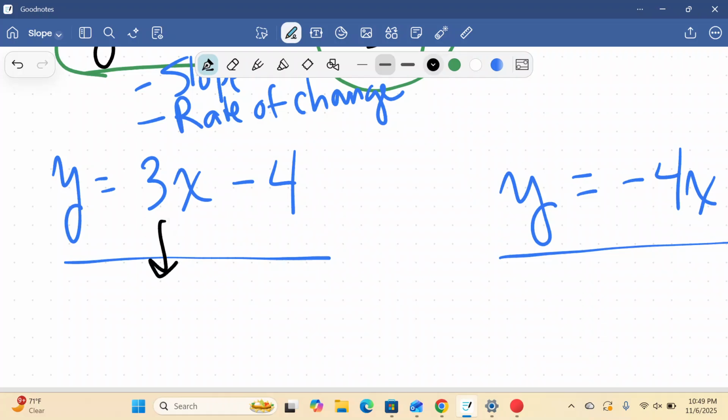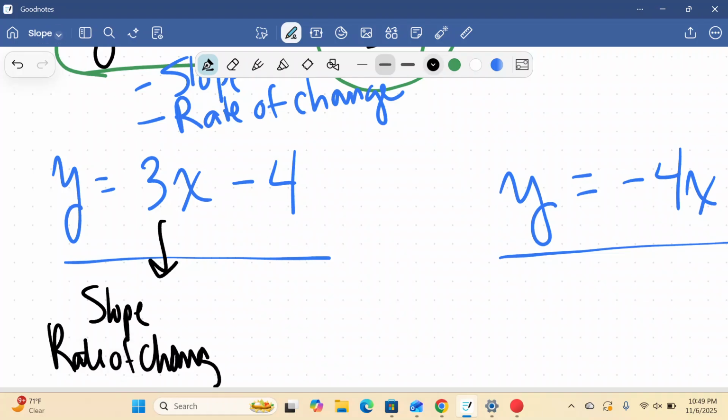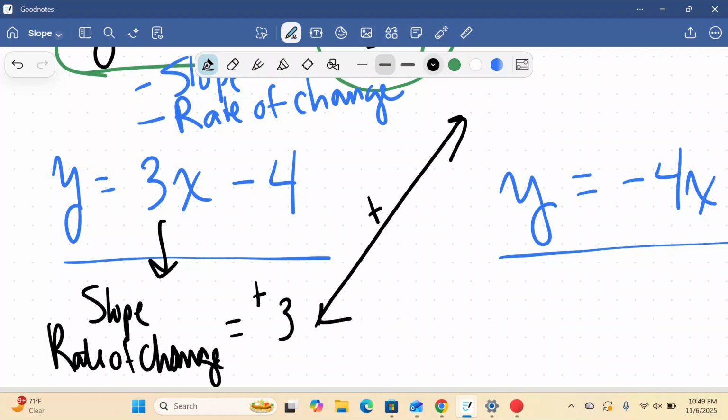We have it in y equals mx plus b. So right here, just by looking at this, the slope or rate of change is 3. And once again, 3 is your slope. That is your steepness. So we are looking at this being a positive slope because it doesn't have a negative. That means our line will be going up like this. So this is called a positive slope.